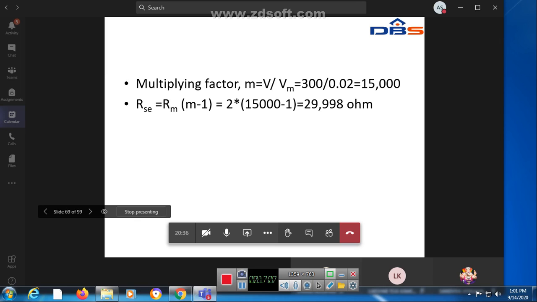So Rsc equals Rm into (m minus 1). The Rm value is given as 2 ohms, and the m value is 15,000. So you can write 2 into (15,000 minus 1). The value becomes approximately 30,000 ohms. 30,000 ohms means you can write 30 kilo ohms also, in kilo ohms. 29,998 is approximately equal to 30,000.